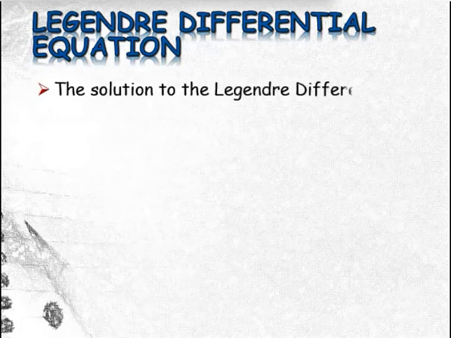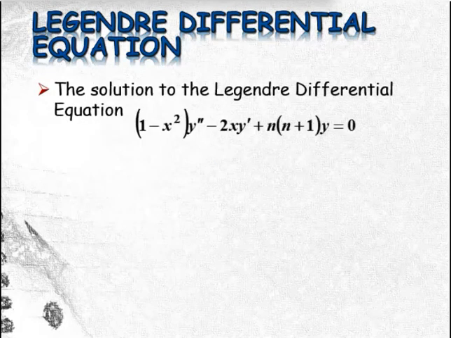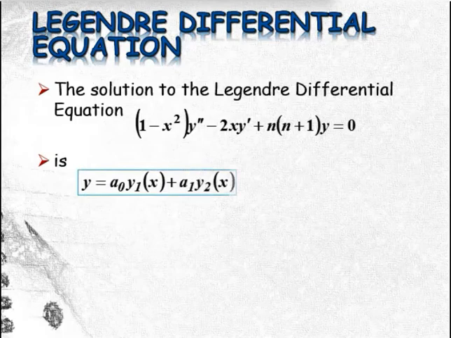So the solution to the Legendre differential equation given by (1 minus x squared) y double prime minus 2xy prime plus n times (n plus 1) times y equals 0 is given by y equals a sub 0 times y sub 1 of x plus a sub 1 times y sub 2 of x. It is a linear combination of two functions since the Legendre differential equation is a second order differential equation. Now, let us look at y sub 1 and y sub 2.